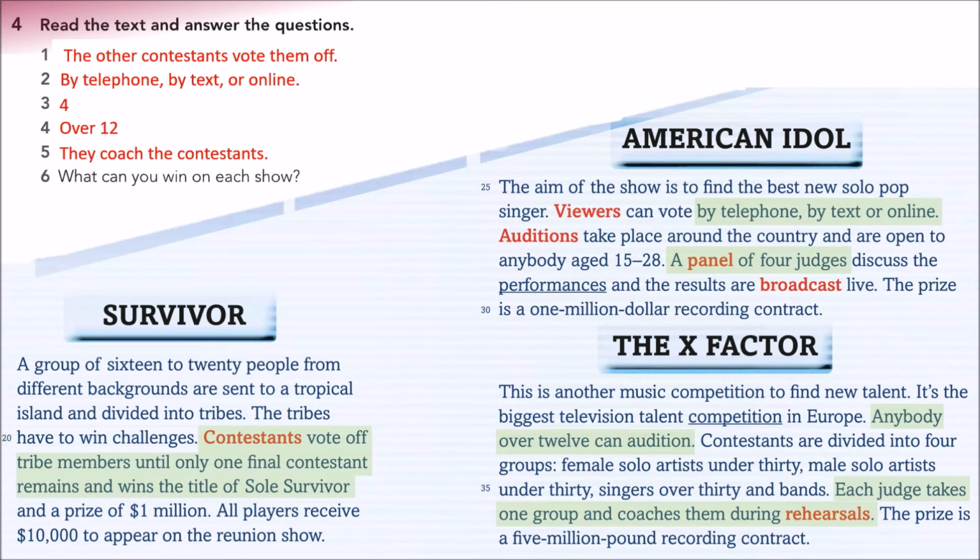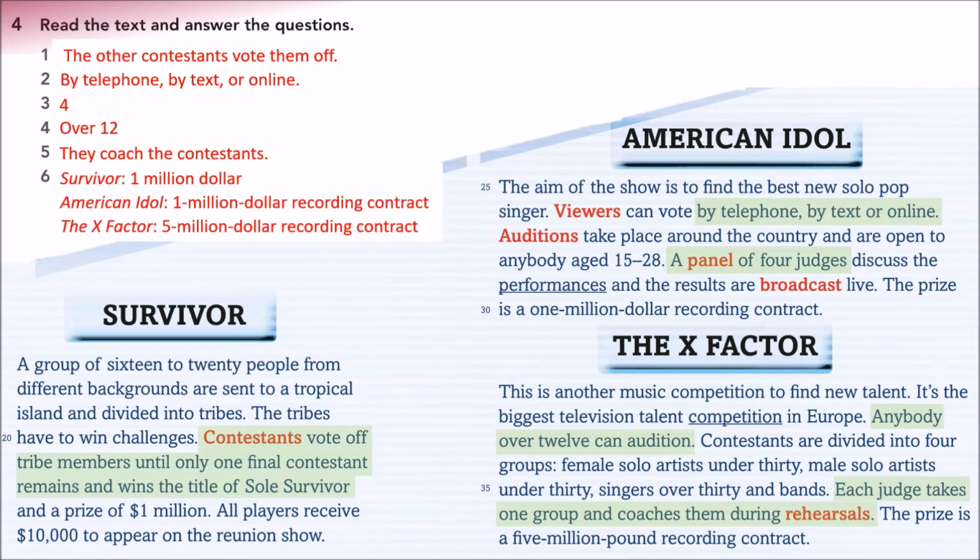For all these 3 shows, they have a common motivation for contestants to join and be part of this reality TV show. That is a grand prize. For Survivor, the prize is $1 million. But for American Idol and the X Factor, the winner will get a $1 million recording contract and a $5 million recording contract.